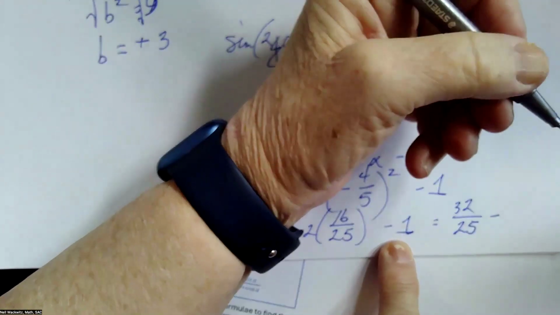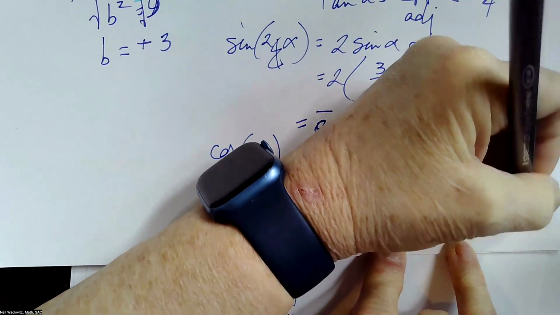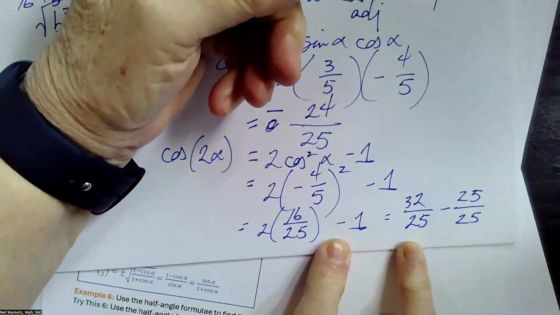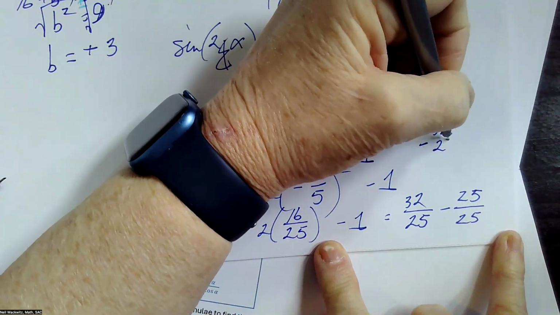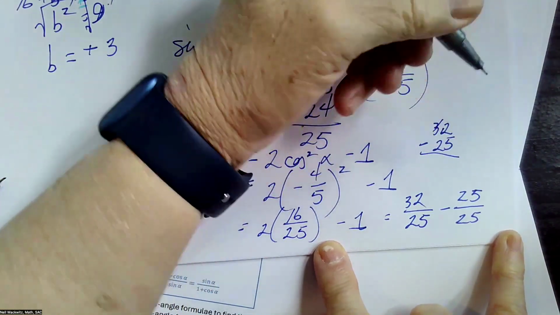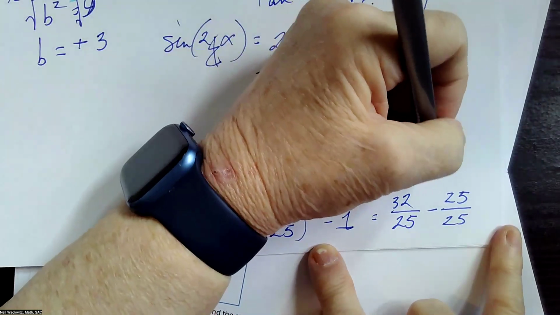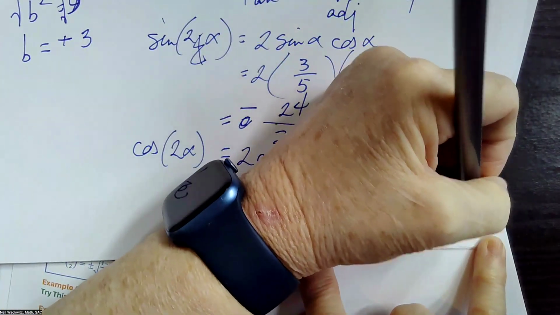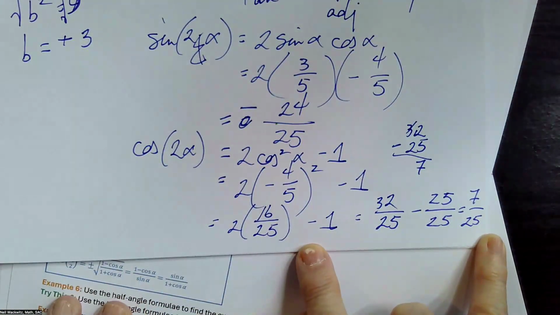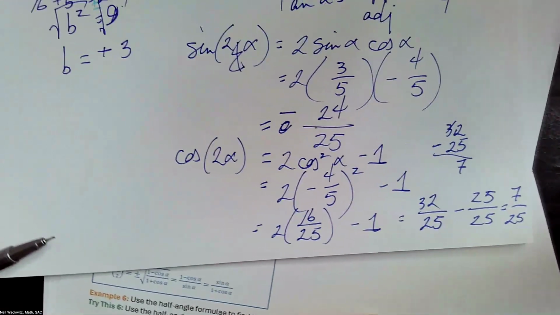And I'm going to write 1 as 25 over 25. Let's see, 32 minus 25. Oh, goody, we get to borrow. So 12 minus 5 is 7. We're left with 7 over 25 for the cosine of 2 alpha.